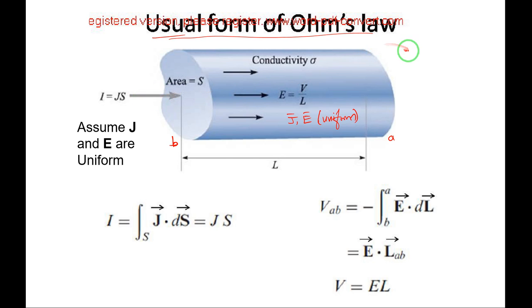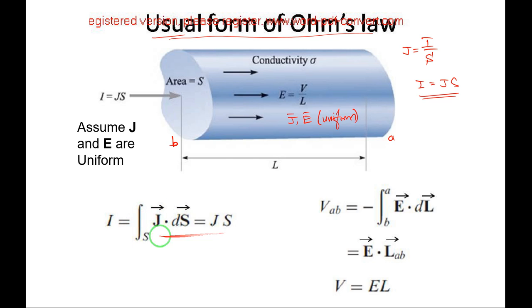We know the relationship: the current density J is the current passing through unit surface area. Then what is current I? I is equal to J into S, right? The total amount of current entering is J into S because both J and E are uniform here. So without looking at the vectors, I can simply write I is equal to J into S. And we know the integral form of the continuity equation: I is equal to the surface integral of J dot dS.